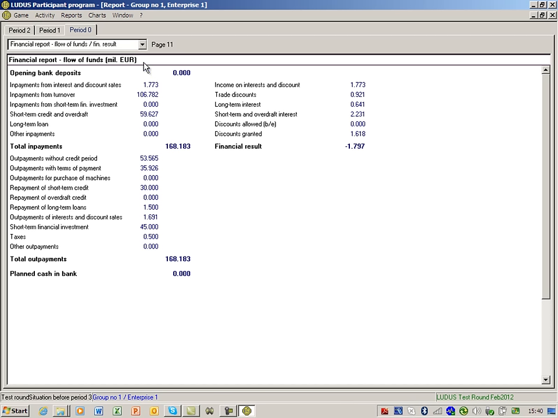Then here are some tables concerning the financial reports, so the flow of funds. This is something you should consider by yourself. You see here all the positions which are touching financial streams, and you can see here how in the last period this position changed.